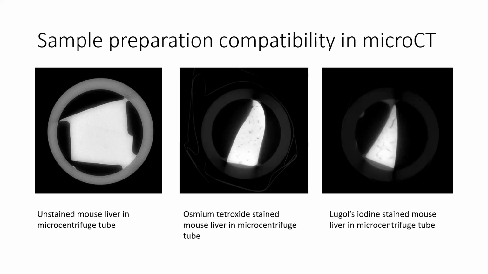But the point is, you can see more features in the middle and right sample than you can on the left because it's been stained, the contrast has been enhanced, and you can tell that the contrast is brighter because the centrifuge tube is actually the same density in all three images. It's just the one on the left shows up brighter because the images are normalized.